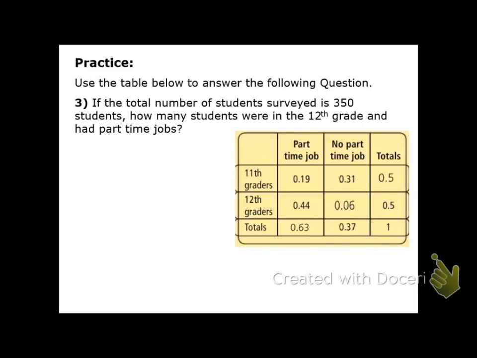Next example. Use the table below to answer the following question. If the total number of students surveyed is 350 students, how many students were in the 12th grade and had part-time jobs? This isn't actually a conditional statement. You're just going to use the relative frequency of a 12th grader with a part-time job and multiply it by 350. So in this case, we're looking at 0.44, which would be 0.44 over 1, which is just 0.44, times 350.